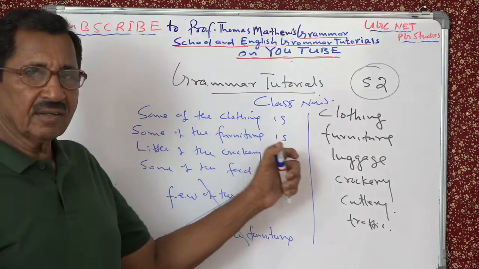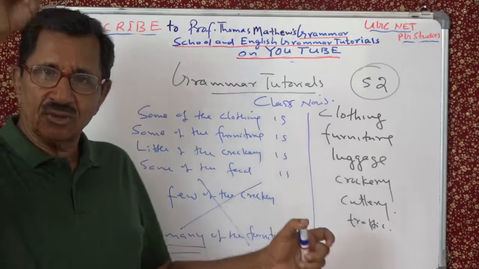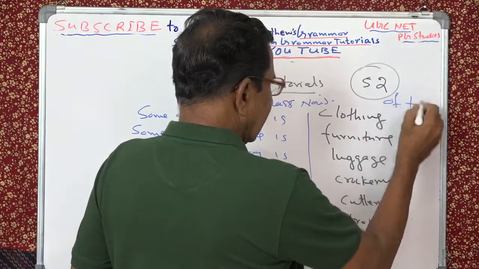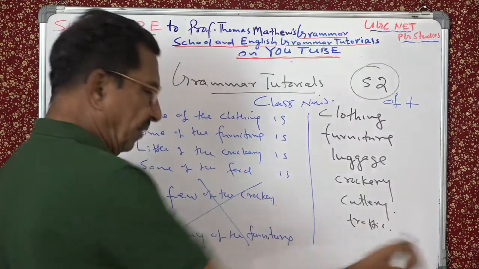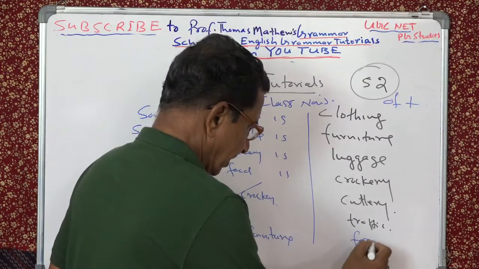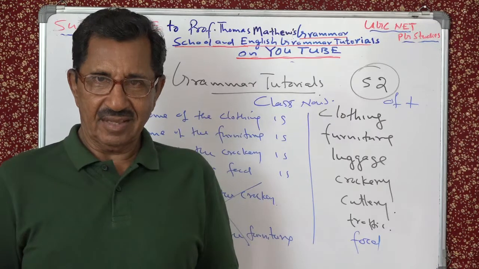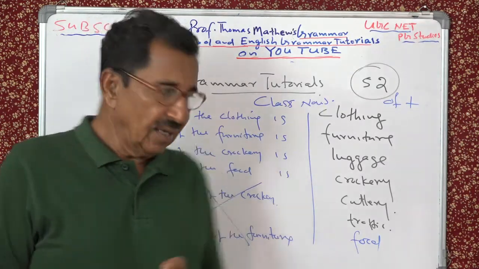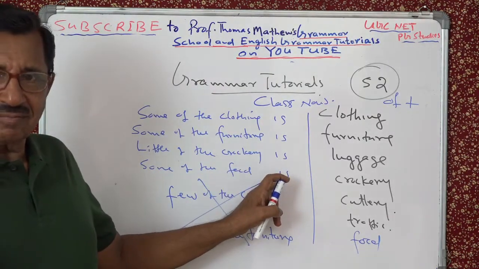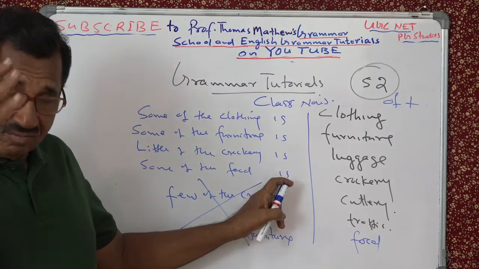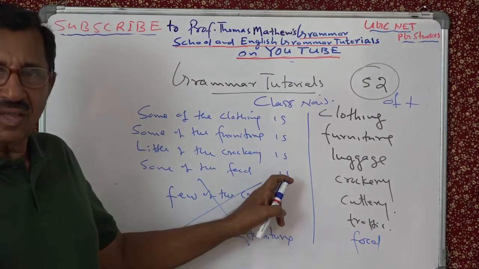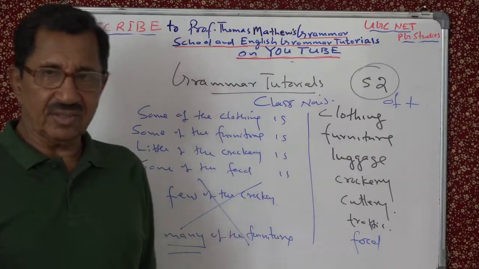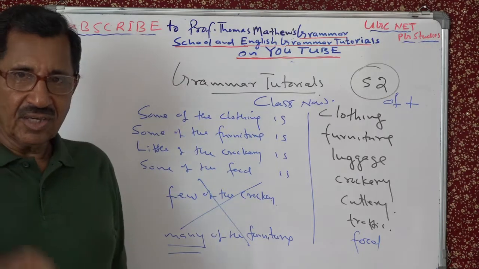When you use "of" with class nouns, of plus class noun is always singular: of clothing, of furniture, of luggage, of crockery, of cutlery, of traffic, of food. It is singular. You cannot use words with the meaning of number. For example, many of the crockery you cannot say. How many of the crockery are wrong? Terribly wrong. Few of the crockery or few of the furniture you cannot say, because it denotes number.